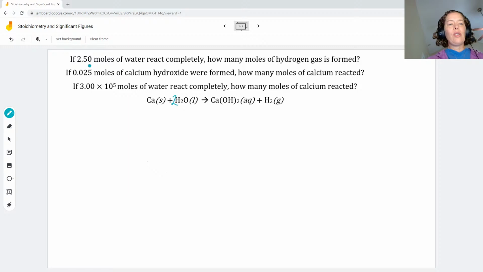Okay, so let's go back to our actual question. Again, I'm just doing the first one. So it gave me information about water, and then it asked me information about hydrogen gas. So the first thing that I like to do is identify this as a stoichiometry problem. And the way I know that is because it has given me information about one molecule, asked me information about a different molecule, and I connect these two molecules based on my balanced chemical equation. So that is an easy way and a reliable way to identify a stoichiometry question.